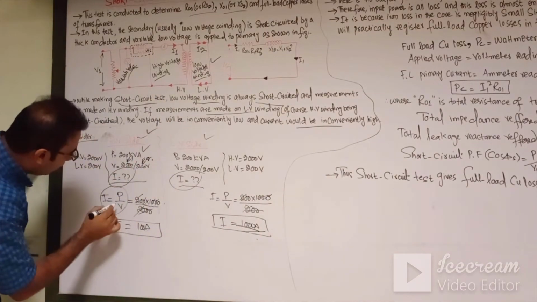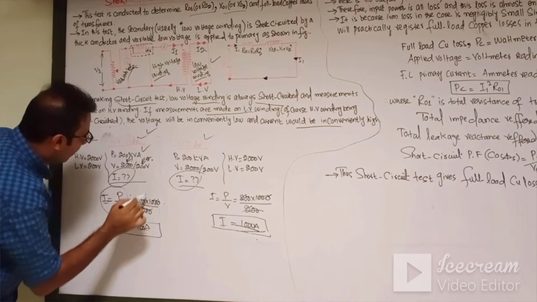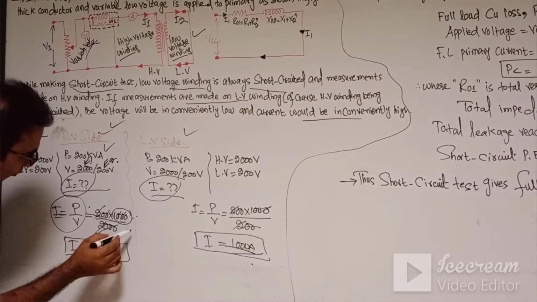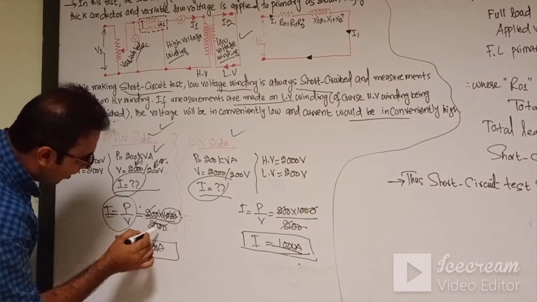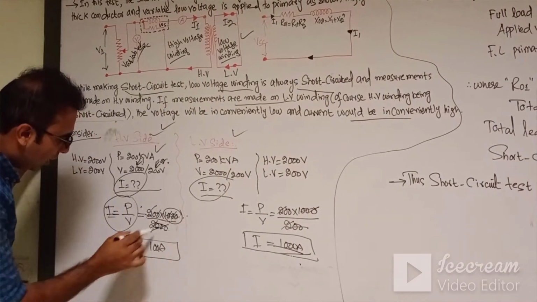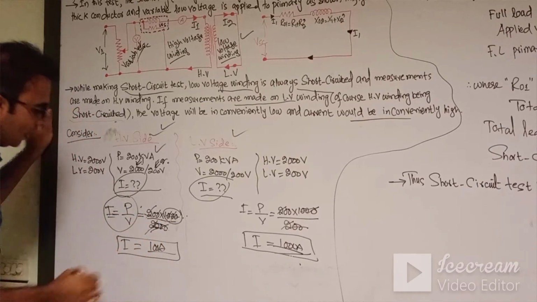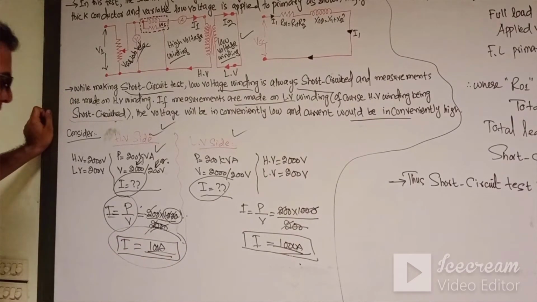So you can find out that I is equal to P over V, so 200 multiplied by kilo, 1000 divided by 2000, okay. By simplification, the zeros will be cancelled out, 2 and 2, and you can find out 100 ampere from this expression. Means I is equal to 100 ampere.